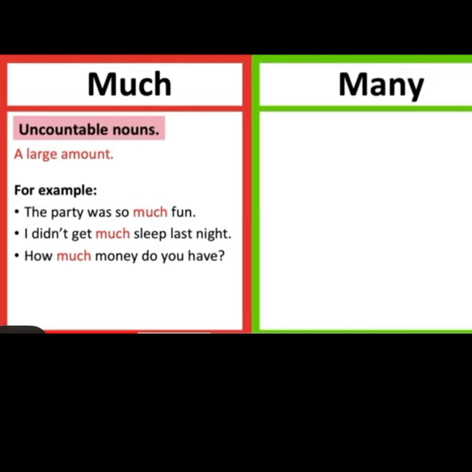Much fun. You cannot say 1 fun, 2 fun, 3 fun. Okay. There was a lot of fun. We can say the party was so much fun. Okay, it's a positive sentence. Let's take the second one. I did not get much sleep last night. Sleep is an uncountable noun, and we have used much with it. We cannot count sleep. Okay, let's take the third interrogative sentence here.